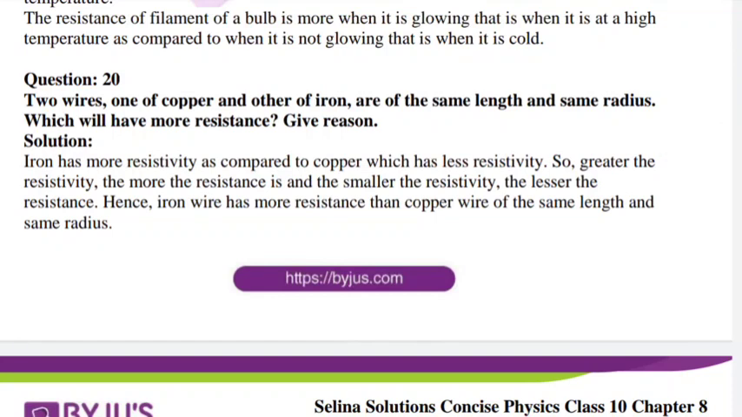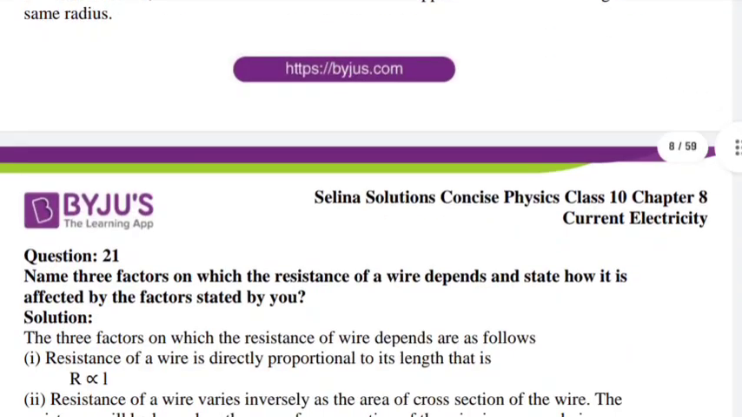Question number 20. Two wires, one of copper and the other of iron, have the same length and the same radius. Which will have more resistance? Give reason. Iron has more resistivity as compared to copper, which has less resistivity. The greater the resistivity, the more the resistance, and the smaller the resistivity, the lesser the resistance. Hence, the iron wire has more resistance than the copper wire of the same length and the same radius.